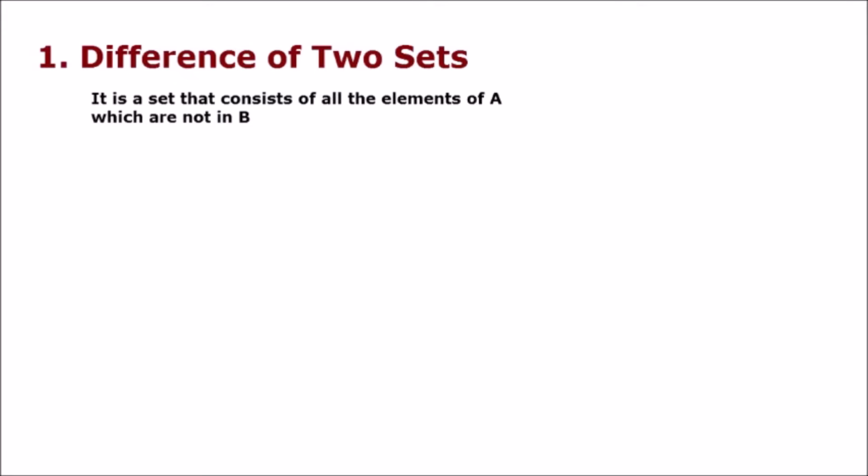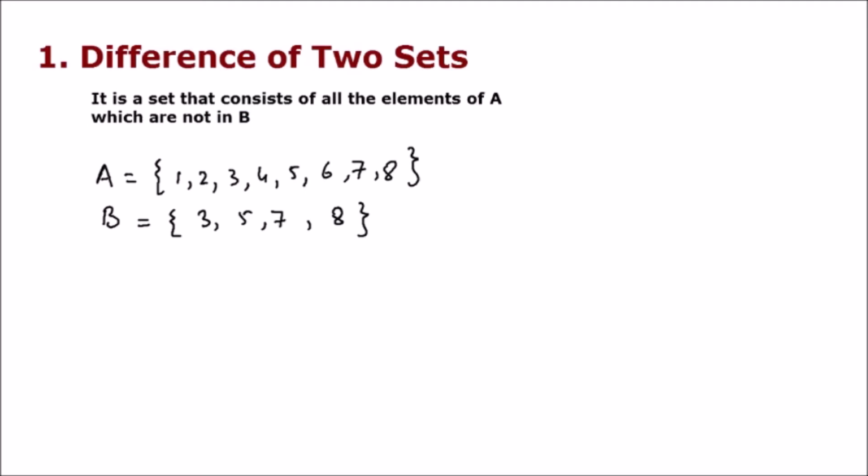It is defined as a set that consists of all the elements of set A which are not in B. So I explain with the help of an example. We have two sets A and B. A contains 1, 2, 3, 4, 5, 6, 7 and 8, whereas B contains 3, 5, 7 and 8.